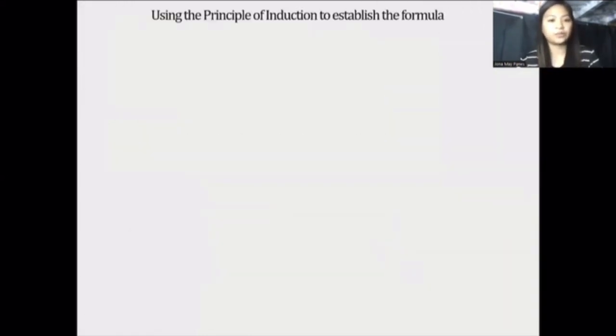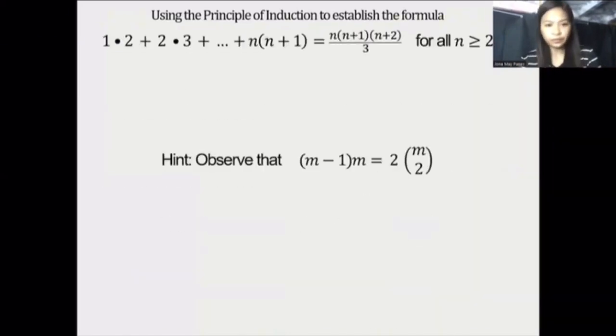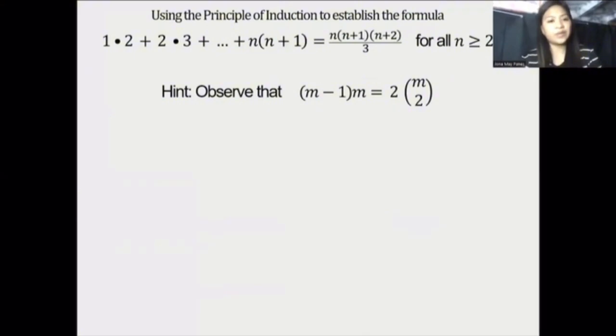Now, using the principle of induction to establish the formula 1 times 2 plus 2 times 3 plus ellipsis plus n times the quantity of n plus 1 is equal to n times the quantity of n plus 1 times the quantity of n plus 2 all over 3 for all n greater than or equal to 2. And observe that the quantity of m minus 1 times m is equal to 2 times the quantity of m taken 2.